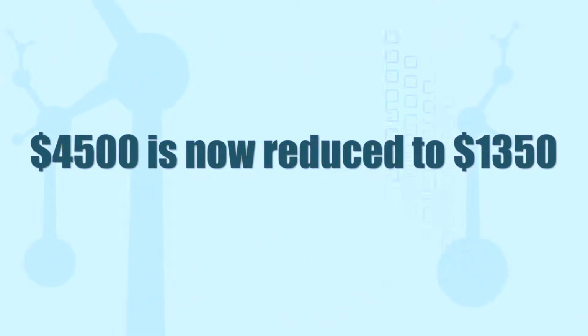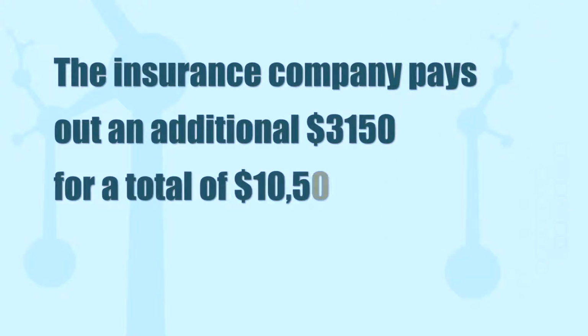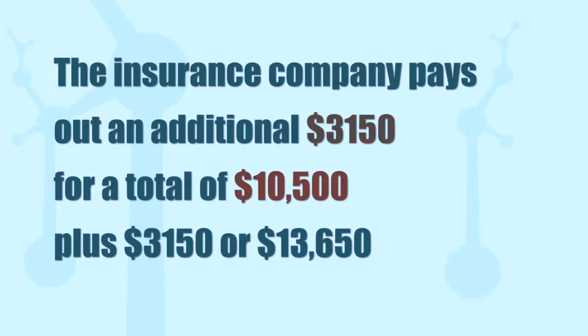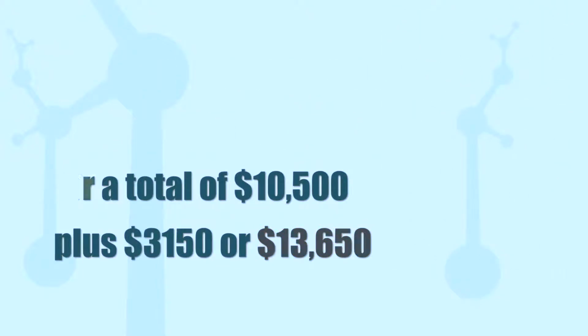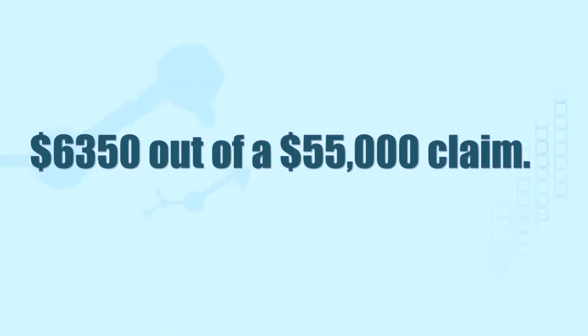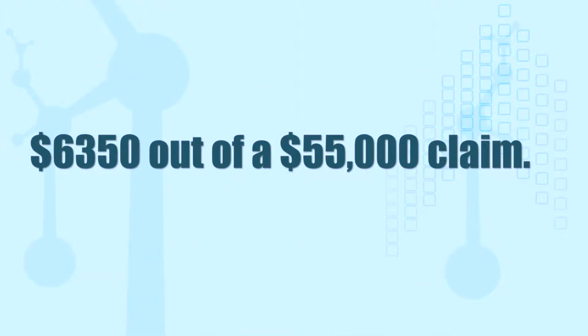So now it would be $4,500 is now reduced to $1,350. So the insurance company pays out an additional $3,150 for a total of $10,500 plus $3,150 or $13,650. Leaving you to pay a total of $6,350 out of a claim that was $55,000.